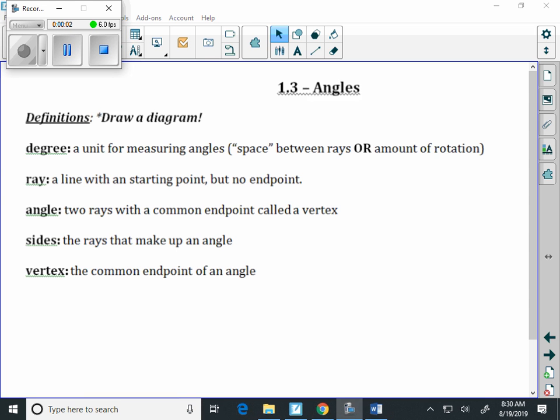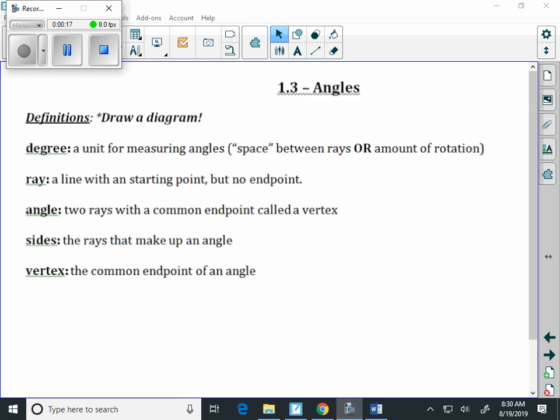Going to talk today about angles, lesson 1.3. And we're going to have some definitions, and we're going to draw a diagram and stuff for some of these here.